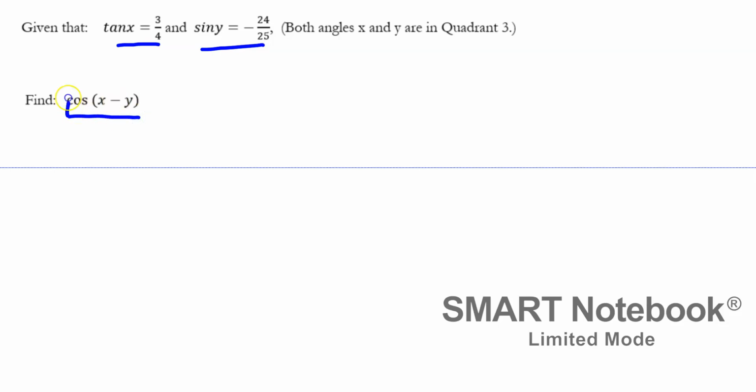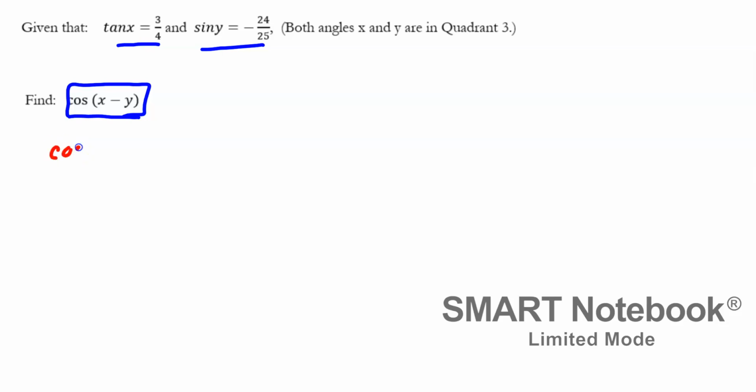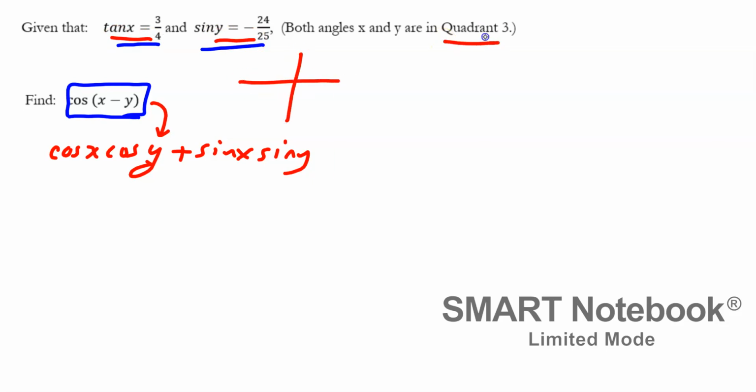of x minus y. And this is an identity, and you will be given an identity sheet if this is on your test. This identity is the following: cosine of x, cosine of y, plus sine x, sine y. So in order to find what this is equal to, we need to figure out what sine is for both of them. So for both these situations, we need to draw some triangles in quadrant 3.